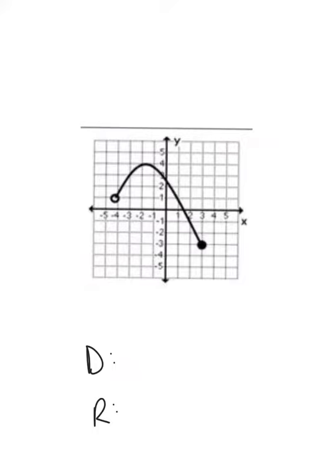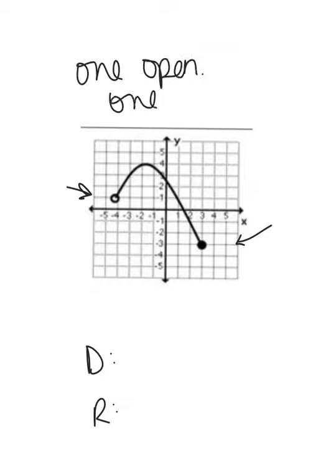Okay, so now for this graph, we see a couple different things. We see that on one end, there is an open endpoint, and then on the other end, there's a closed endpoint. So some key features we want to recognize: there's one open endpoint and one closed. What that means is there is a point at 3, -3 here. So that means that x can be 3 and y can equal -3. But because this endpoint over here is an open circle, it means there is no point there.